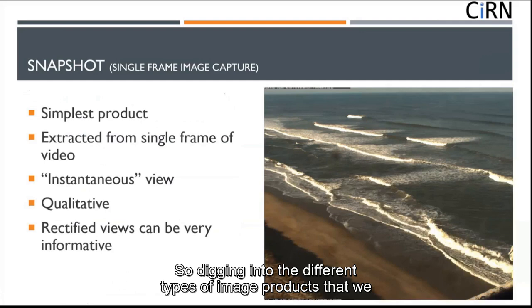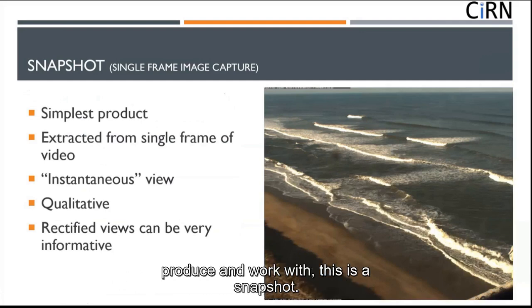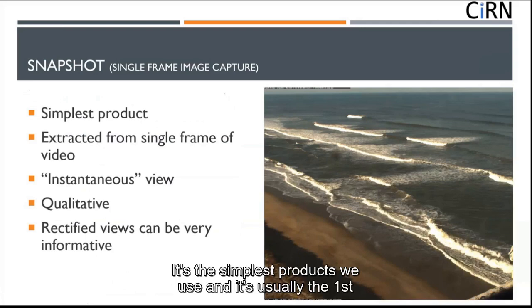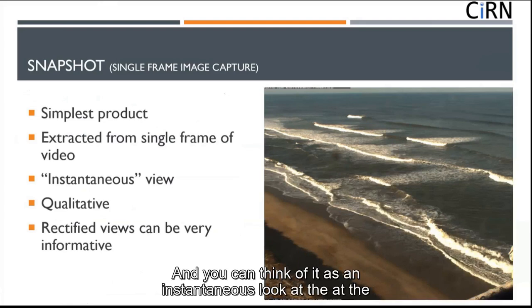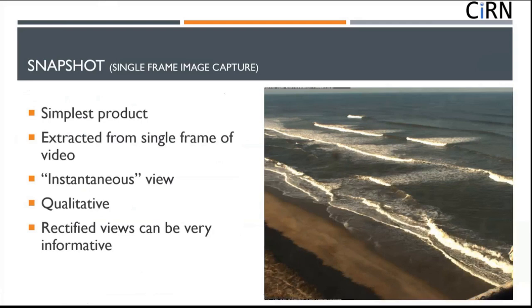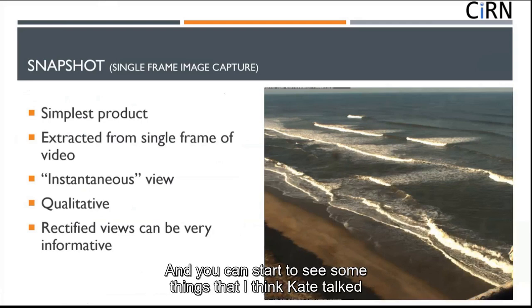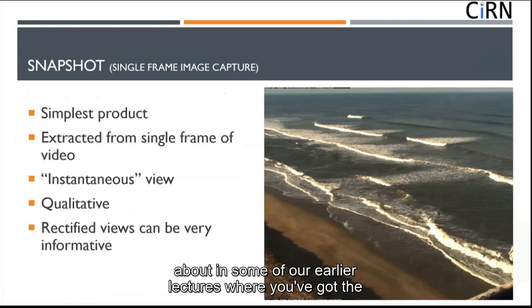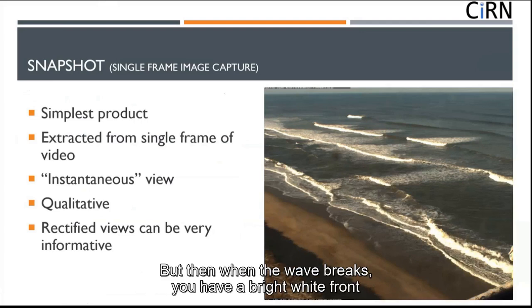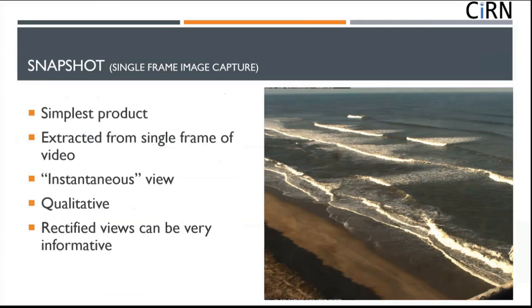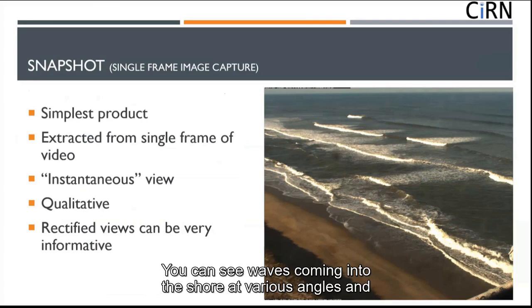So digging into the different types of image products that we produce and work with, this is a snapshot. It's the simplest product we use, and it's usually the first frame of a video that we collect. You can think of it as an instantaneous look at the surf zone, and you can start to see some things that I think Kate talked about in some of our earlier lectures, where you've got the dark front face of the wave and the brighter back face of the wave. But then when the wave breaks, you have a bright white front face and a slightly darker back. You can see waves coming into the shore at various angles.